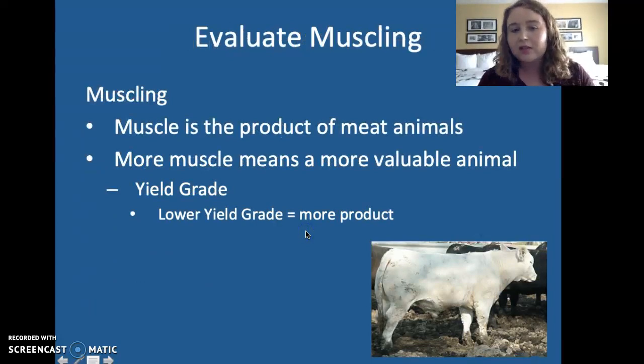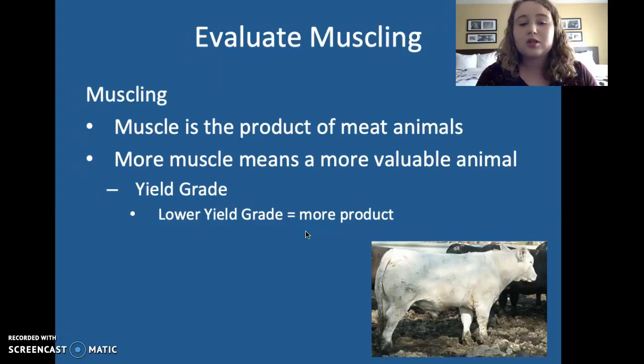Okay. So now we're going to dig deeper into the muscling part. The muscle is the product, the meat, of the animal. So that's why in market cattle, muscle is very important. The more muscle means the more valuable the animal will be.